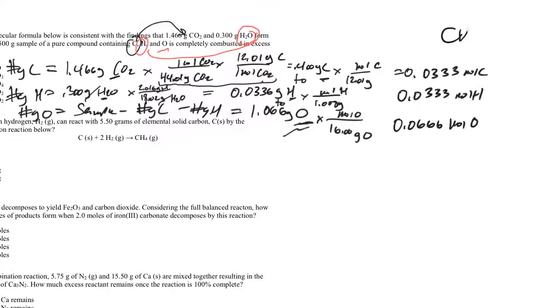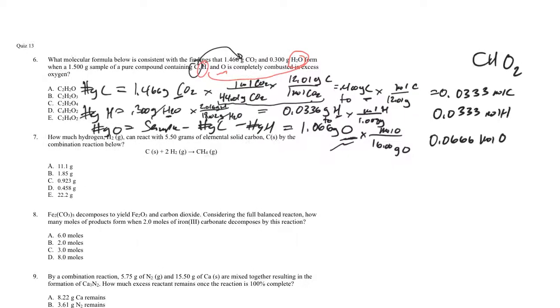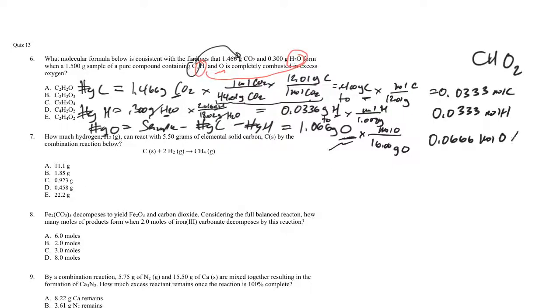so this empirical formula should be CHO2, and I'm just getting that by quickly dividing by the smallest and seeing that this is going to work out to 2. So set that to X, divide these all by 0.0333. Remember, they're all in a ratio, so we have to divide them all or multiply them all by the same number. And so this is going to go to 1 to 1 to 2. And so CHO2 is what this works out to.